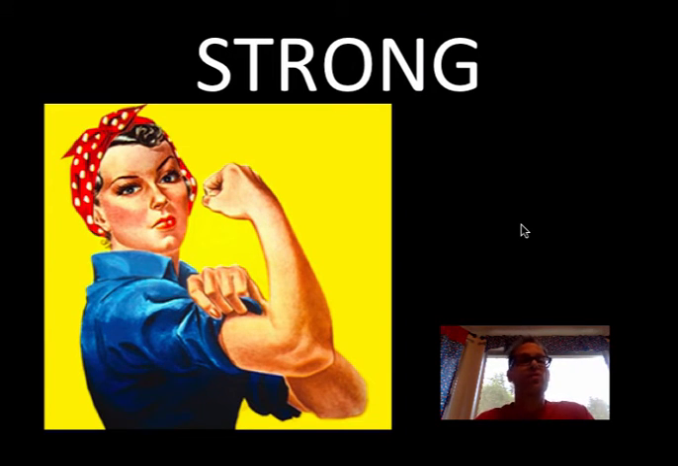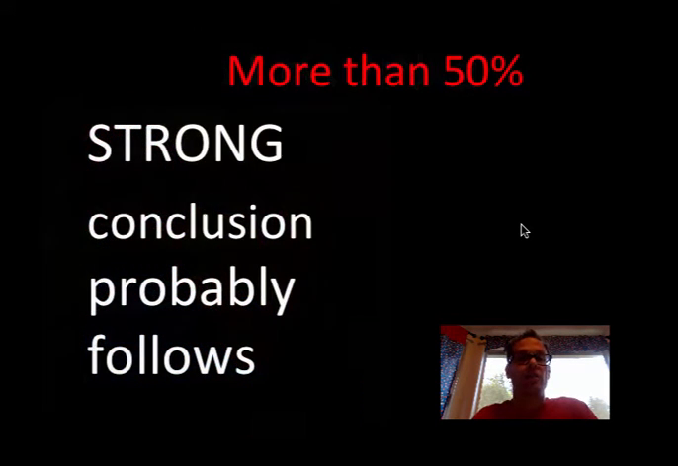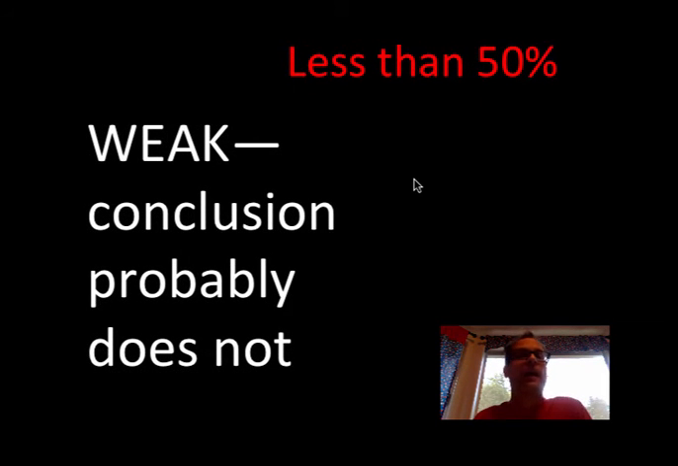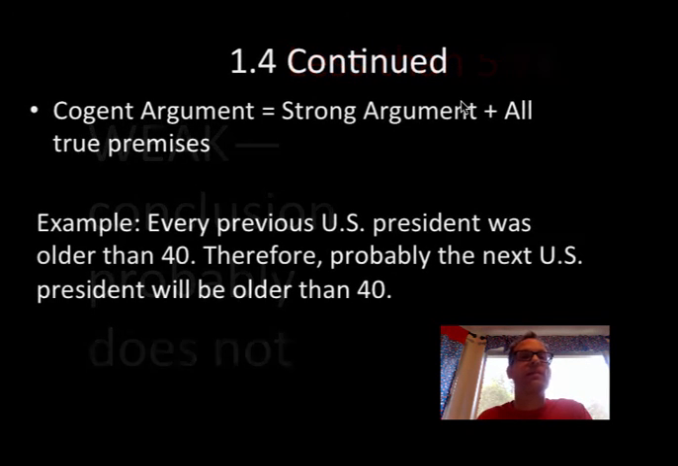Okay, now we're going to get to strong arguments or strength. And this is a feature of inductive argumentation. A strong argument is one where the conclusion probably follows. In other words, the conclusion is supported greater than 50%. In other words, the premises make it more likely than not that the conclusion follows. So it's not 100%, it just makes it more likely. A weak inductive argument is one where the conclusion probably does not follow. It's less likely to follow from the premises, so it's less than 50%.